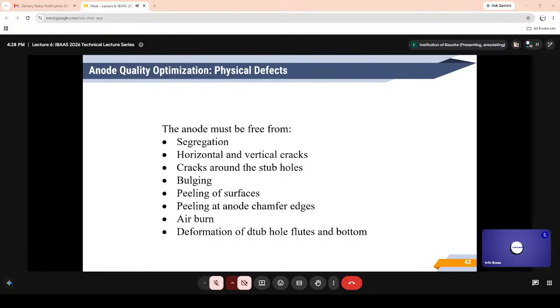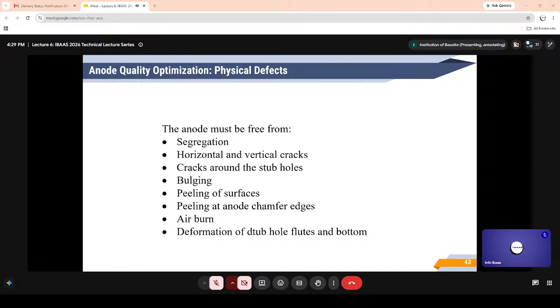Segregation in anodes is eliminated by adjusting grain size, dry aggregate granulometry, and improved paste mixing. Horizontal and vertical cracks are eliminated by avoiding excessive paste compaction and by ensuring vertical movements of mold and top tool. Cracks around stub holes are eliminated by adjusting forming temperature, fines and pitch addition to the paste.